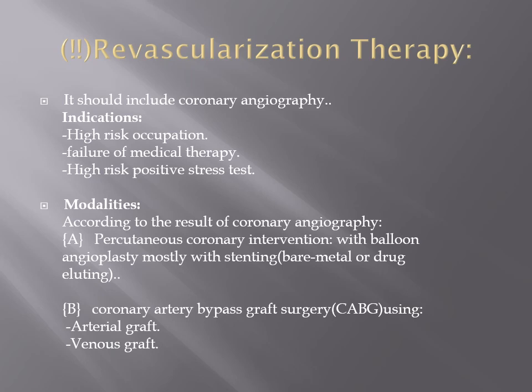According to the result of coronary angiography, one may do percutaneous coronary intervention with balloon angioplasty, mostly with stenting using bare metal or drug-eluting stents. But nowadays, most of the stents are drug-eluting stents, and this modality is used when there is feasible or optimal coronary anatomy. Number 2, coronary artery bypass surgery or CABG using arterial or venous grafts. This is performed when coronary stenting is not feasible.